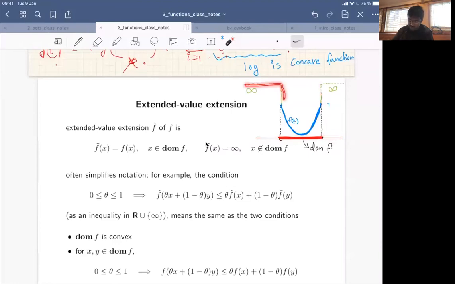So my new function, I'm just considering this as infinity. Let this be infinity. And so the new function will have this form. So this function will also be convex. That's what we are saying. Okay, this is convex, right?